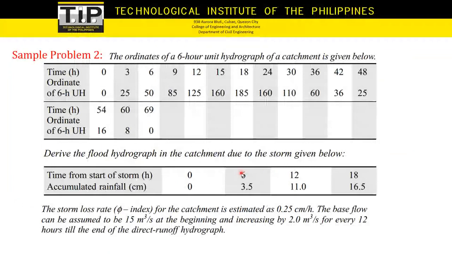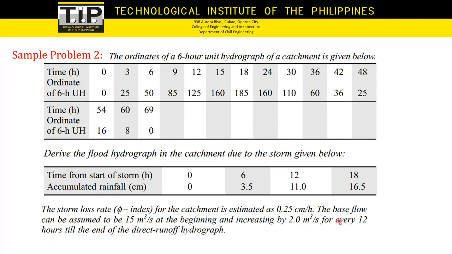Next problem. So we're given the ordinates of a 6-hour unit hydrograph of a catchment that is given. So unit hydrograph ulit? Yung given. Meron lang tayong additional na given. So mayroong binigay na accumulated rainfall after certain hours. And then binigyan din tayo ng storm loss rate for the catchment. So yung P index na tinatawag, which is 0.25 centimeters per hour. The base flow can be assumed to be 15 cubic meter per second.